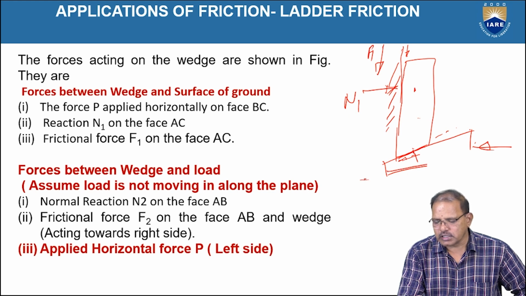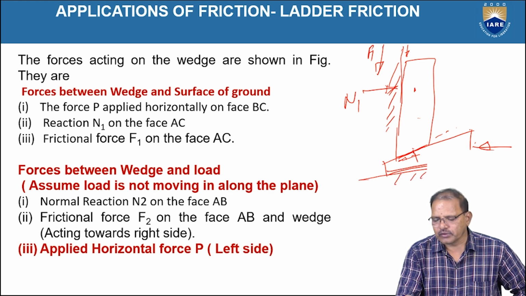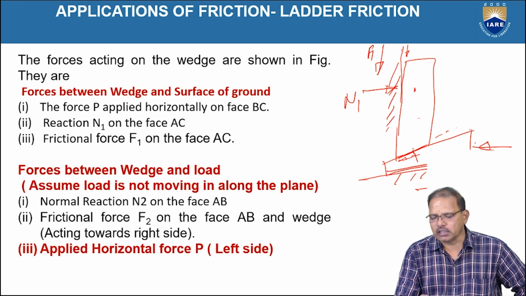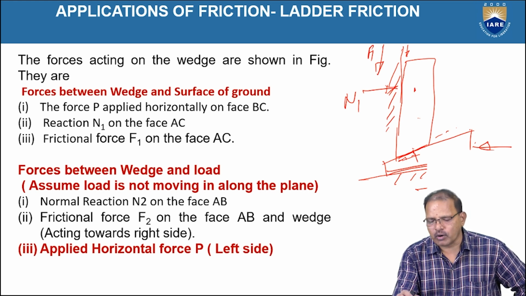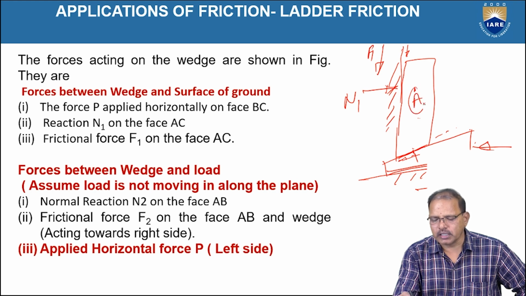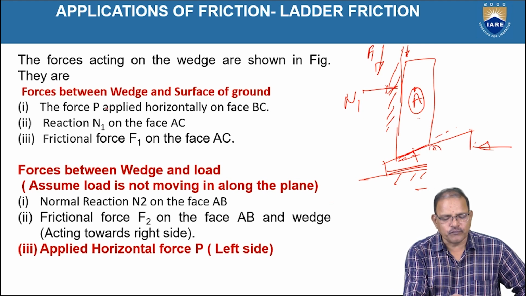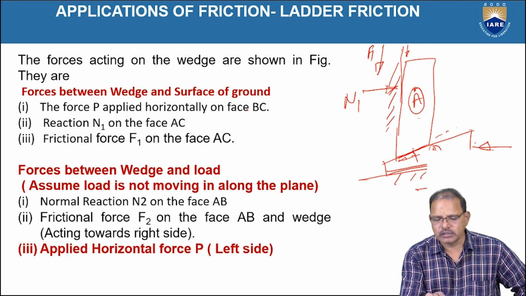Here is the contact surface again, with the normal reaction. Since the wedge is moving toward the left side, the friction force is acting in the opposite direction. So this is N3 and F3, which we are taking now. So here we are taking the forces acting first on the body, represented at A. The second is at B, the forces between the wedge and the surface of the ground.